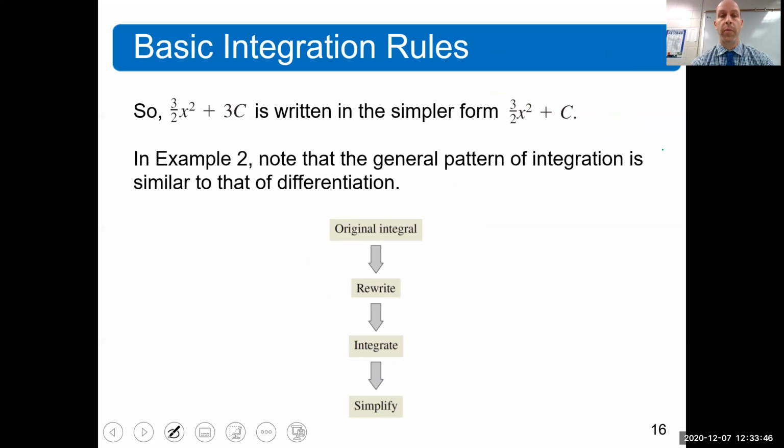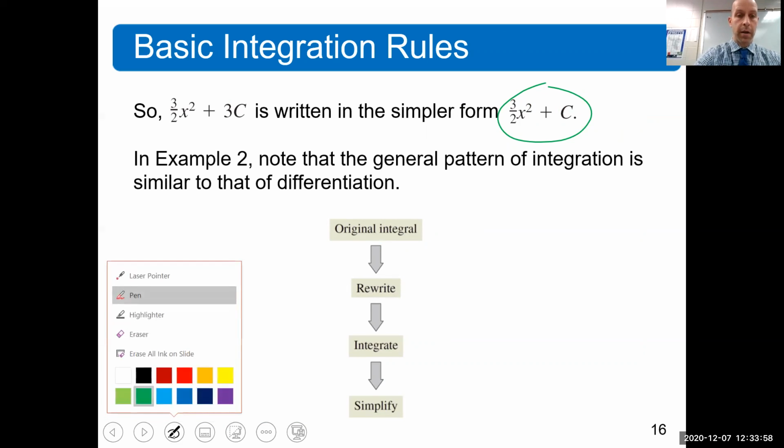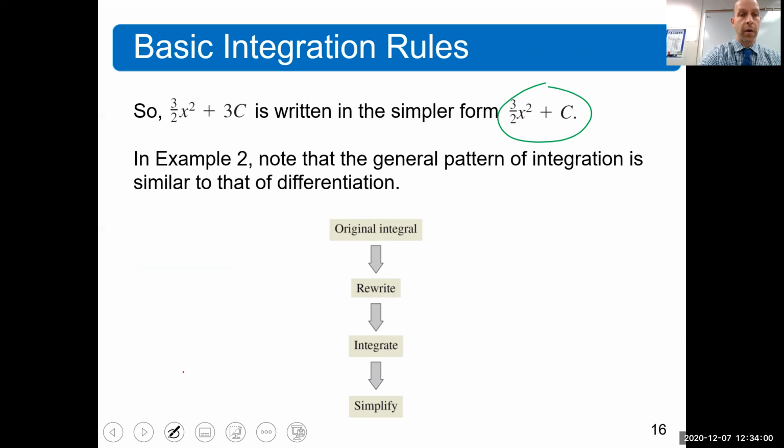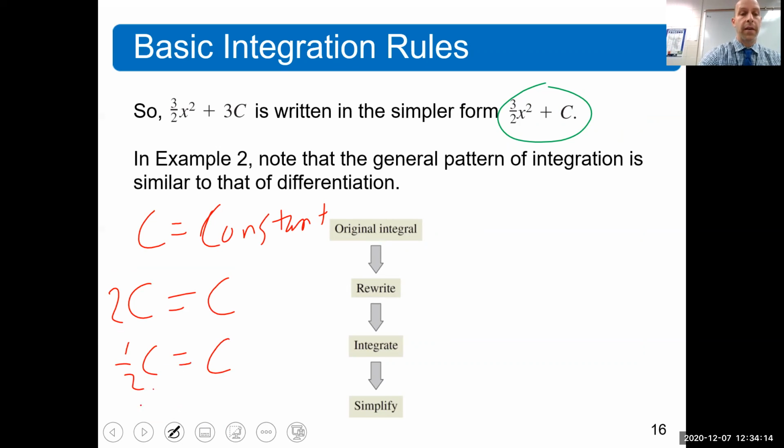So 3/2 x squared plus 3c can be rewritten in a simpler form as what I have here. Actually, I should make this note here, and I apologize for not doing so earlier. Remember, c is just a constant. It turns out that c times 2 is the same thing as c. 1/2 of c is the same thing as c. In fact, c plus c is c. Okay, so a couple of notes here.